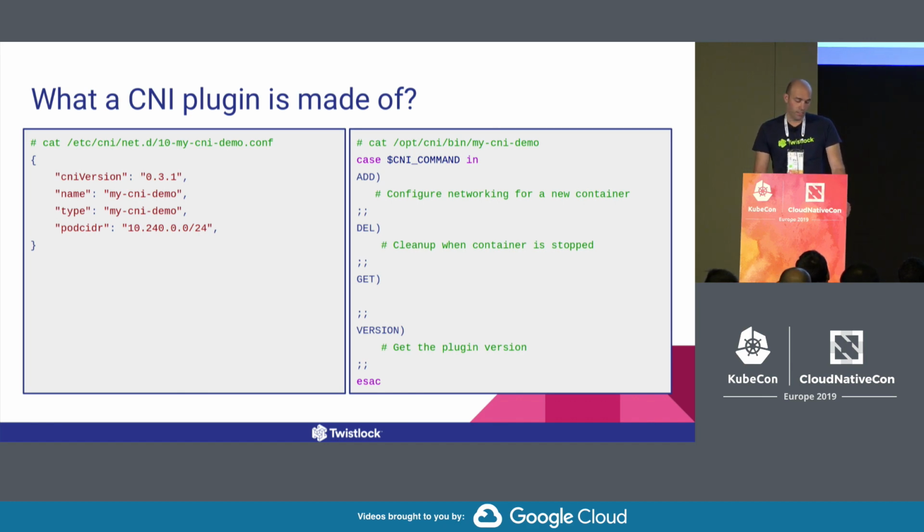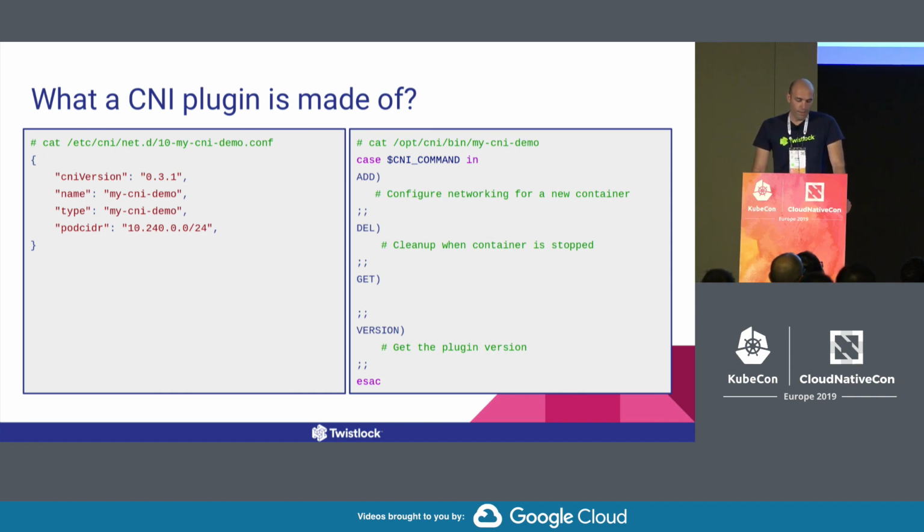In this case, I decided to do it in Bash. And for the 0.3.1 specification, it has to support those 4 commands. The add command, which is called when the CNI plugin is executed for configuring networking interfaces for a new container. The delete command, which is called when a container is being deleted and now we need to possibly perform some sort of cleanup, maybe release an IP, perform some other operations regarding our own implementation and what we chose to do.